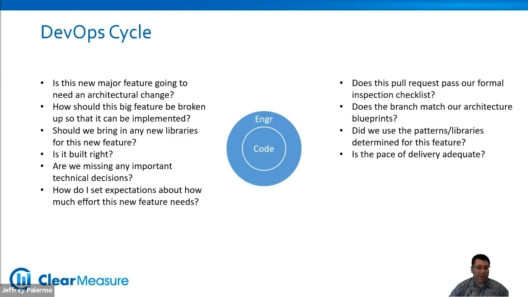Now, for the engineering team as a whole, the validation questions that are common there are: does the pull request, the changes that have been submitted, pass our formal inspection checklist? By the way, you should have an actual checklist by which you accept a pull request. All right, that's for another story, another week. Does the branch match our architectural blueprints? Did we use the patterns and libraries determined for this particular feature? And overall, is the pace of our team's delivery adequate, or do we need to find some solutions to speed it up? So those are some common validation questions at the engineering layer.